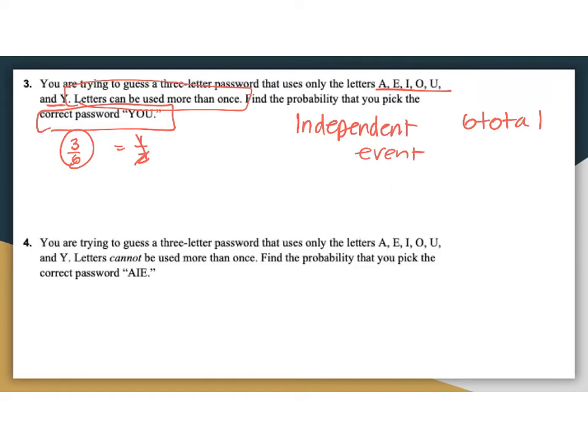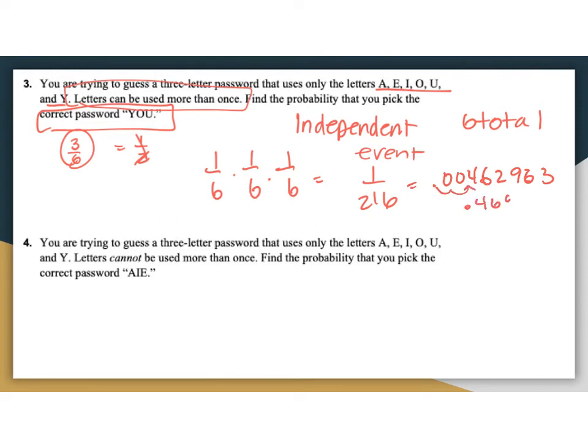So the first chance you could pick Y would be 1 out of 6. The second chance you could pick O would be 1 out of 6. The third chance you could pick U would also be 1 out of 6. So if you do 1 divided by 216, let's see what we get. So that's 0.0046293. And as a percent, we move that over to the right, it would be 0.46%.